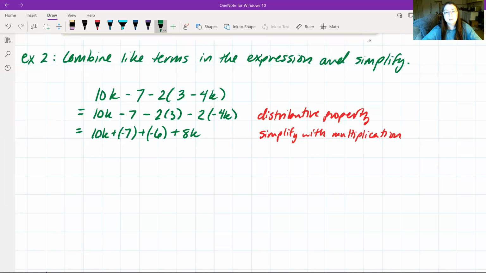So now we can rearrange our terms. And when we do this, we can rearrange them so our like terms are next to each other. So now we can say 10k plus 8k plus negative 7 plus negative 6. And here we used our commutative property.